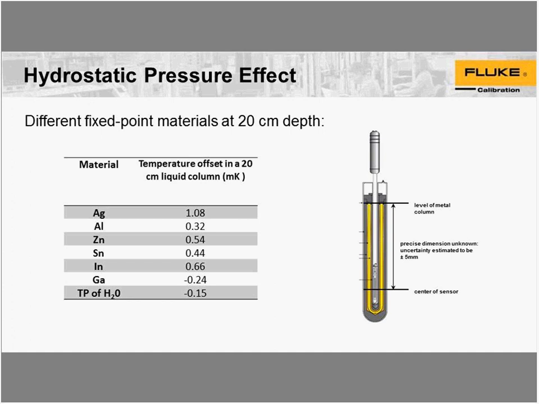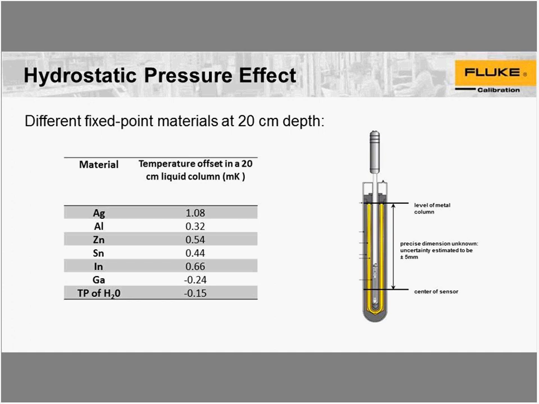If, for example, in our analyses, we estimate that we can determine these parameters, again, the location of the midpoint of the sensor and the height of the column, within about a 5 millimeter window, we have an uncertainty associated with that. Well, if you look at that 20 centimeter window, the temperature error offsets that would occur over a 20 centimeter differential, again, let's see, the largest one would be silver at about 1 mK.